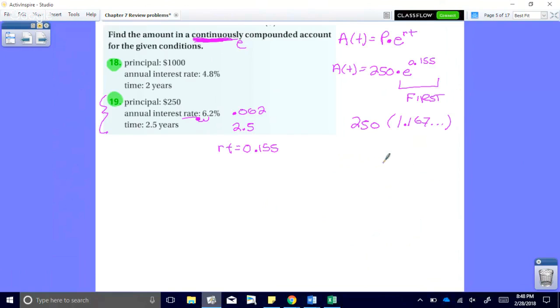And it says then find the amount. We're going to put $291.91. Okay, the amount in a continuously compounded account. If it asked you ever how much it increased, then you would take this 250 and subtract 291, and it would tell us that the amount that we grew was like $41.91. But how much is in the account? $291.